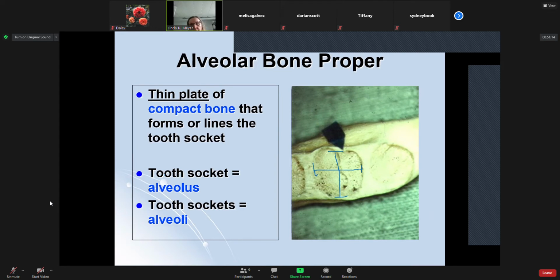So if on a quiz I asked you, what is this? You would be correct in saying that it's an alveolus, or you would be correct in saying that it's alveolar bone proper. But if I specifically asked you the type of alveolar bone shown, then the correct answer is alveolar bone proper.